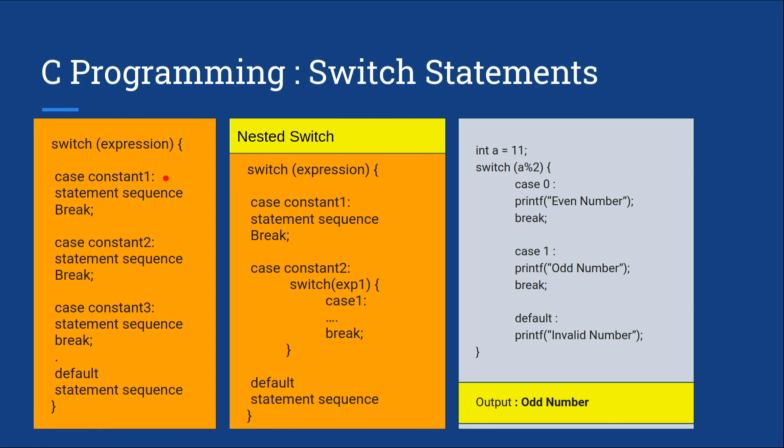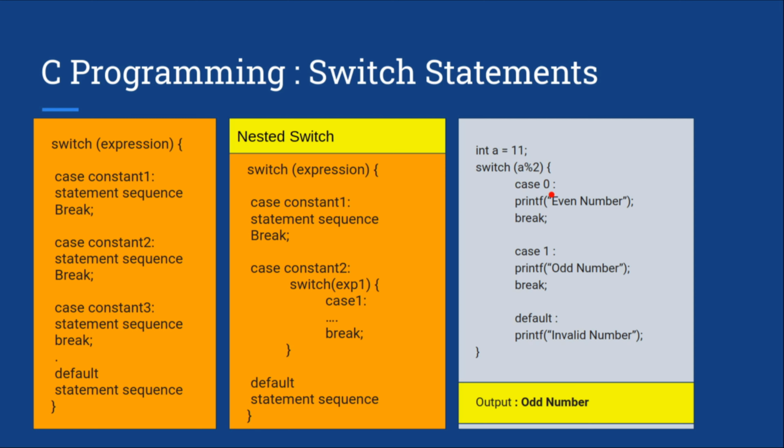And again, else if we can have that nested switch also, right? So we can do that as well. So in here we have an example: int a is equal to 11, then here we are getting the remainder, switch a modulus 2.